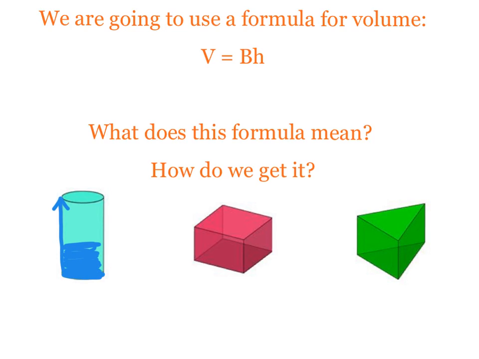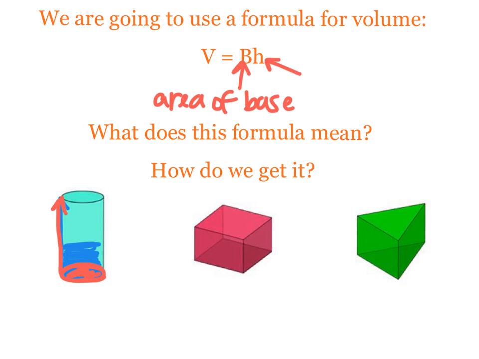So what we need to do is we take the area of the base, because that's what filled up first, and then we multiply it by the height of the cylinder. That is what this formula means. The volume is big B, which stands for the area of the base, times the height of the actual object. Now this will work with any type of prism or cylinder.